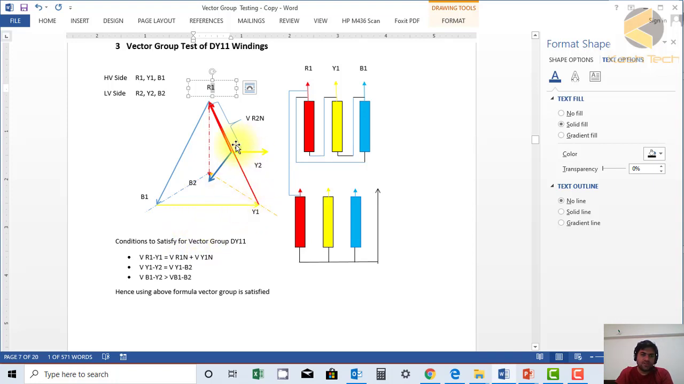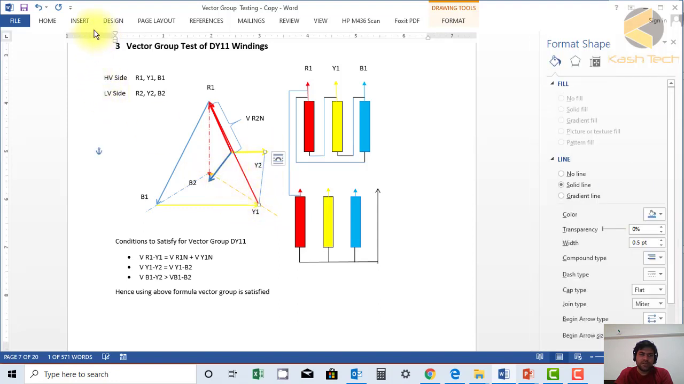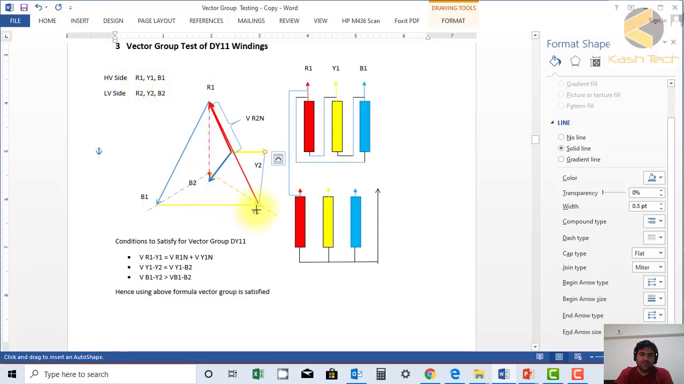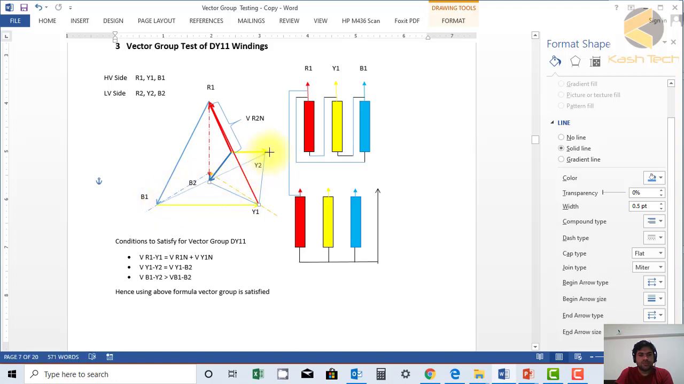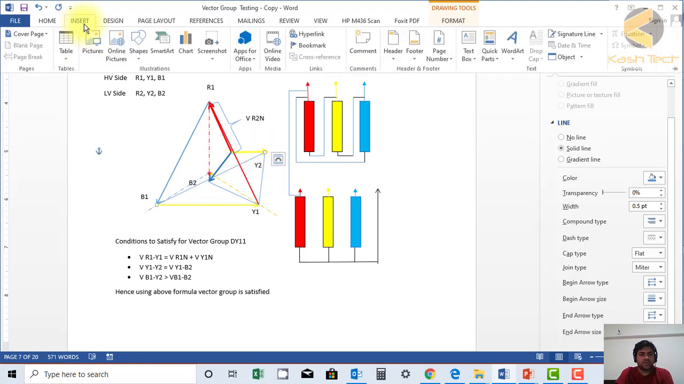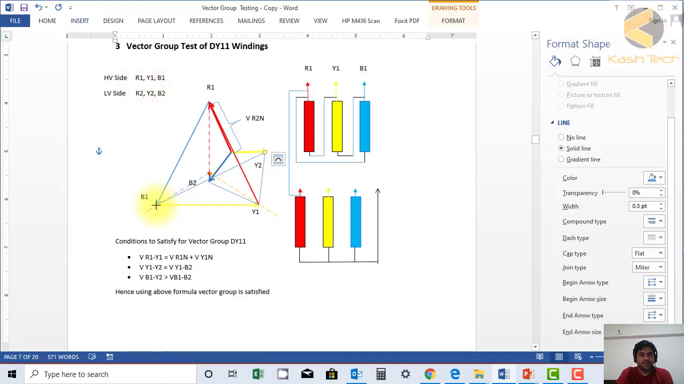So the next is, if this is star, we will draw a line. The voltage difference between VY1 Y2, this much will be the voltage difference, and voltage difference between Y1 B2, you can see also by drawing vector, it should be equal. So if this is DY11, both should be equal. The third criteria is VB1 minus Y2. So I will draw a line again. So this is VB1 minus Y2. This voltage should be greater than VB1 into B2.